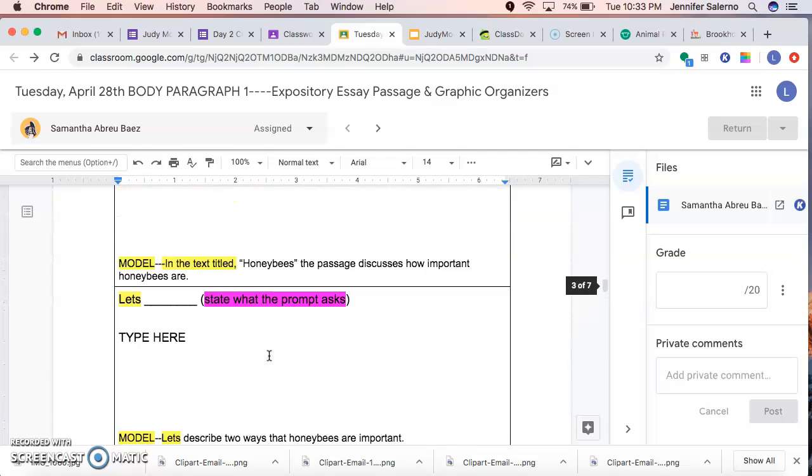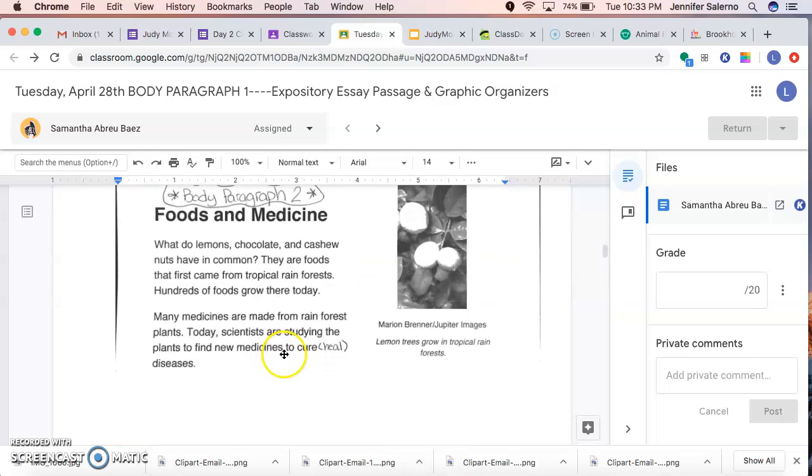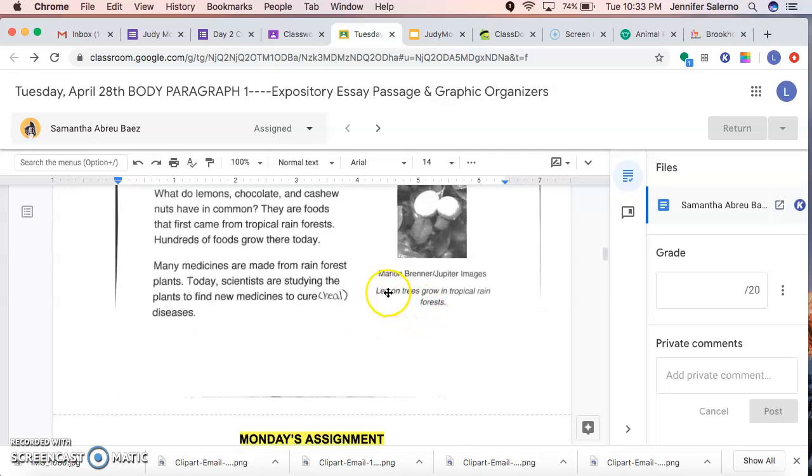So again, if I'm going to be choosing, for example, this sentence, lemon trees grow in tropical rain forests. I'm not just going to write the text states lemon trees grow, and that's it. That's not copying the textual evidence correctly. I am copying the entire sentence. The text states lemon trees grow in tropical rain forests. I'm copying the entire sentence. So you're not choosing this sentence as your textual evidence because it's not the best one, but my point is you have to copy word for word, okay?